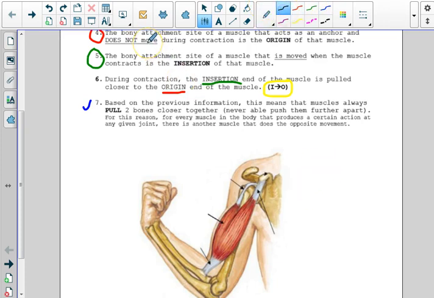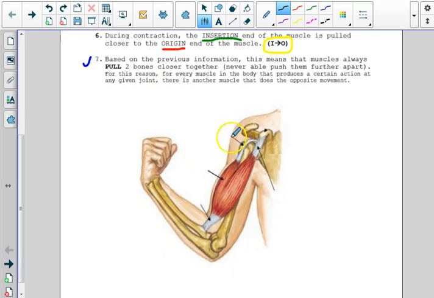The attachment site of a muscle that does not move during contraction is the origin, and the attachment site that does move is the insertion. So let's take a look at our arm here. We have two tendons on the upper end and one on the lower end. Which one of these is going to cause action? Is this end going to pull the scapula downward towards the elbow, or is this end here going to pull the radius bone upwards towards the scapula, creating movement at the elbow joint?